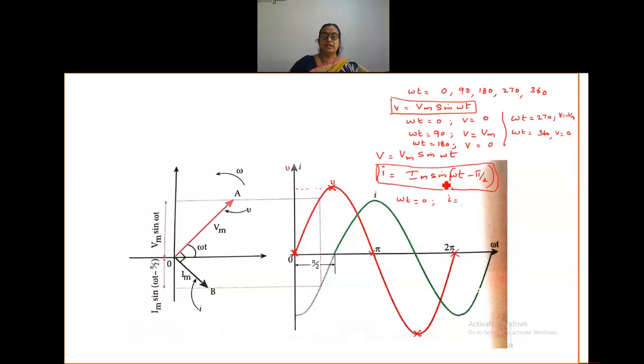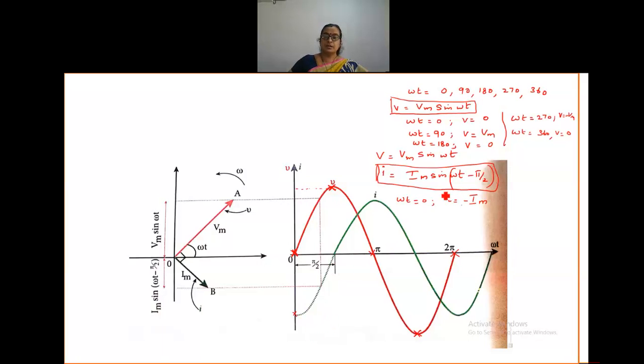You have to take the value of sine minus 90. Sine minus 90 is minus 1. So what is the value of I? I will be minus Im. So look at the first point: omega t is 0, but I is equal to minus Im. So they would have started the graph from here.